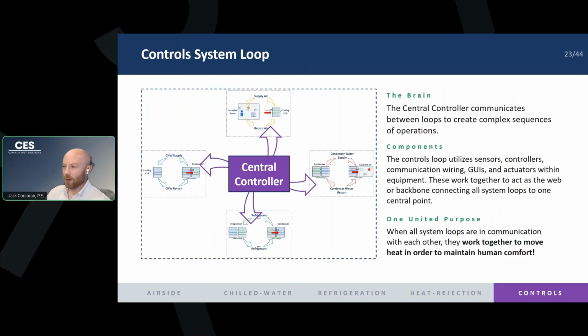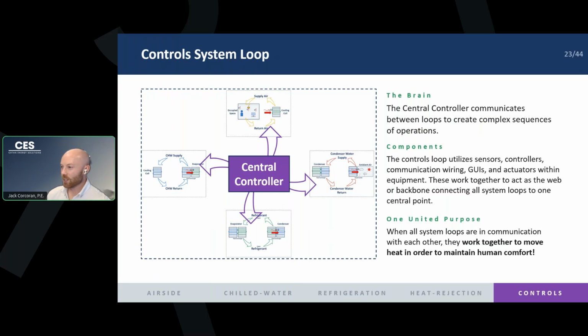And the last loop, as I said, it's not for heat rejection. It is actually a control loop. It is the brain behind the whole operation. Our central controller communicates between these loops to allow you to create complex sequences, essentially allowing you to be flexible.